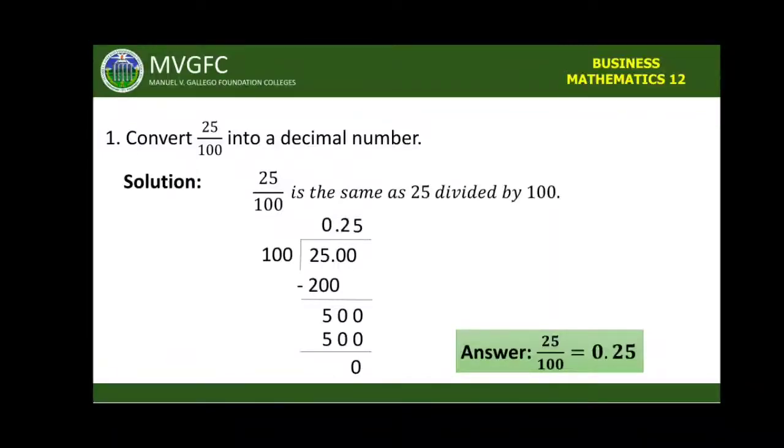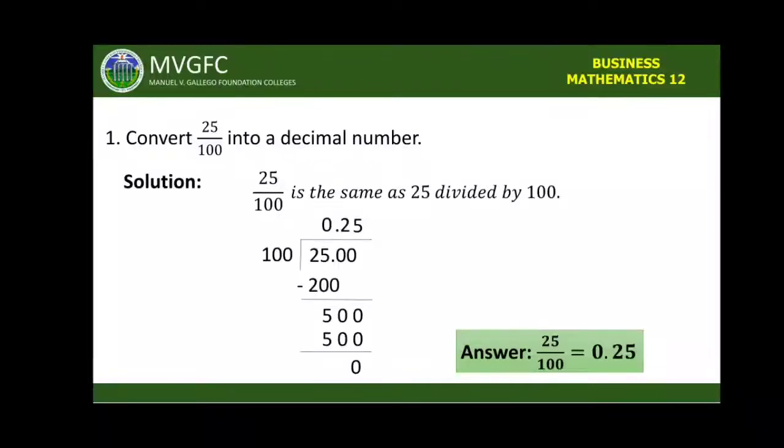So bring down 0. So we have now 500. 500 divided by 100, that is 5. And 5 multiplied by 100 is equal to 500. So 500 minus 500 is equal to 0. So we have here 0.25 or 25 hundredths.